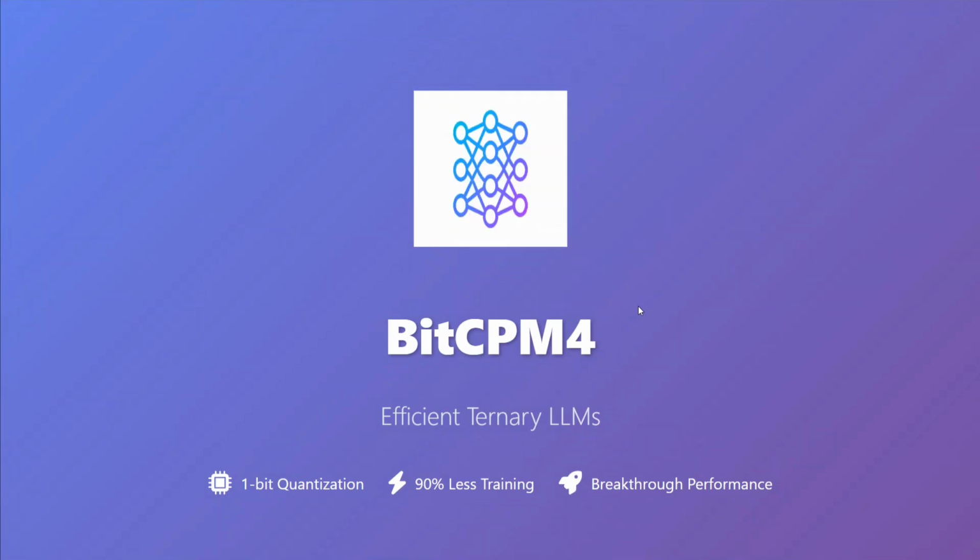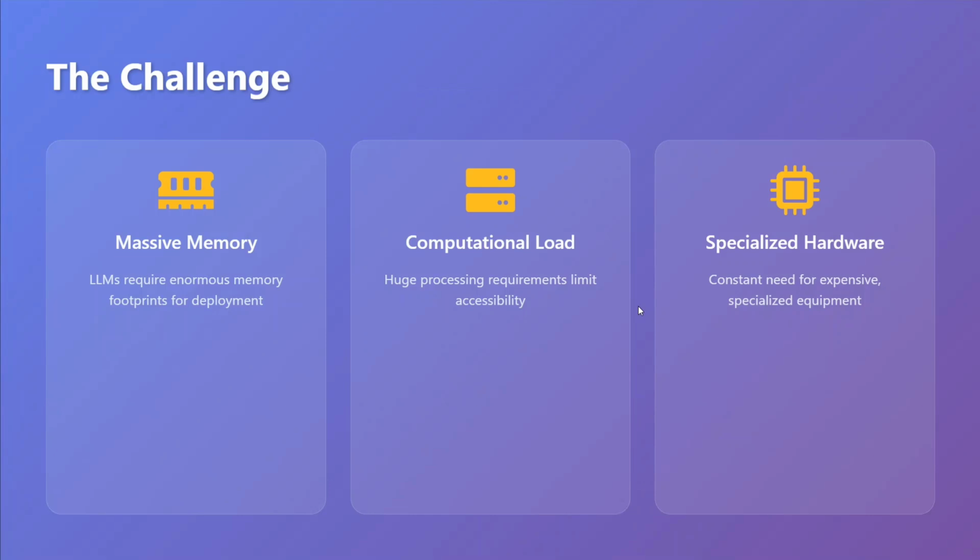So recently the MiniCPM4 series has been released. It is one of the most underrated LLM series that is great for real world applications and great for edge AI also. And within this series, they have released a new variant called BitCPM4, which is also a ternary weight LLM. That is, it stores the weights in -1, 0, +1 only. As you can see, it follows 1-bit quantization, hence requires 90% less training and provides breakthrough performance. So let's try to understand different details about BitCPM4.